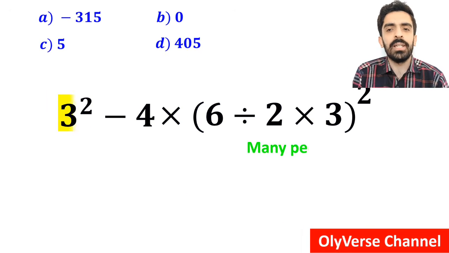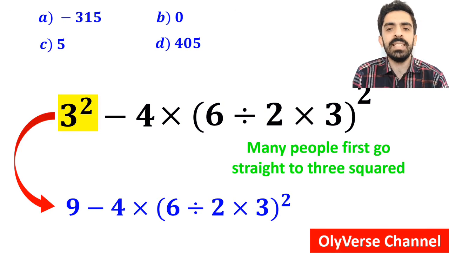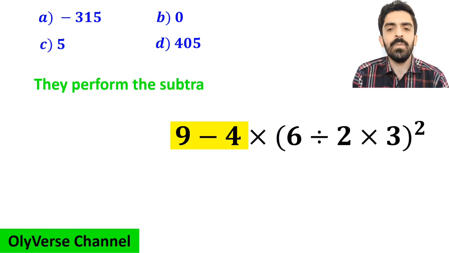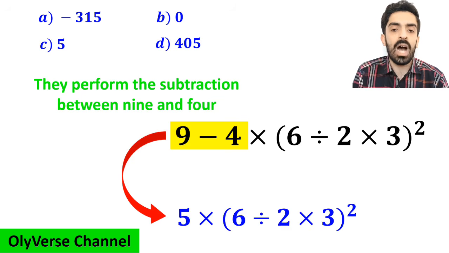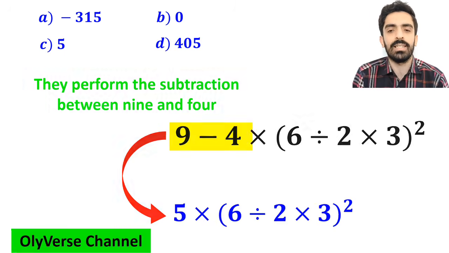To solve this question, many people first go straight to 3 to the power of 2 and simplify this expression to 9 minus 4 multiplied by (6 divided by 2 times 3) all squared. And the next step, they perform the subtraction between 9 and 4 and write this expression as 5 multiplied by (6 divided by 2 times 3) all squared.